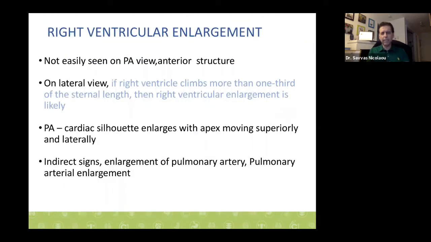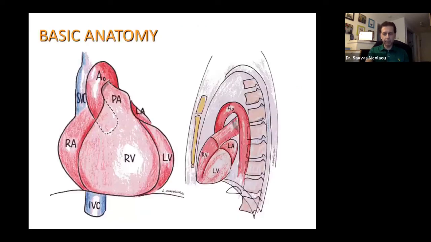Now, the right ventricle is an anterior located structure. How do we determine if there's enlargement of the right ventricle? As I mentioned before, if it climbs more than 1/3 of the sternal length, then this implies right ventricular enlargement that can be seen with enlargement of the pulmonary arteries, with pulmonary arterial enlargement in people that have emphysema and a right ventricular enlargement. So the right ventricle, anterior located structure that abuts the sternum.